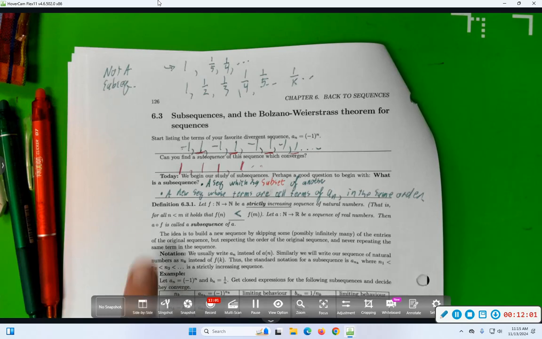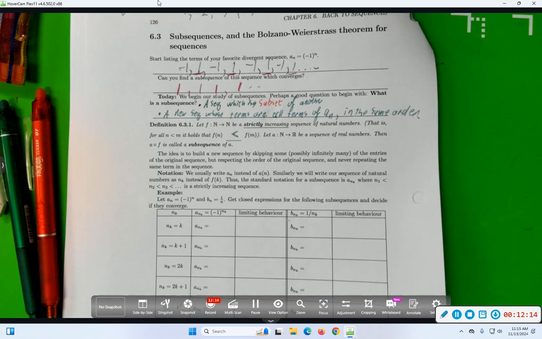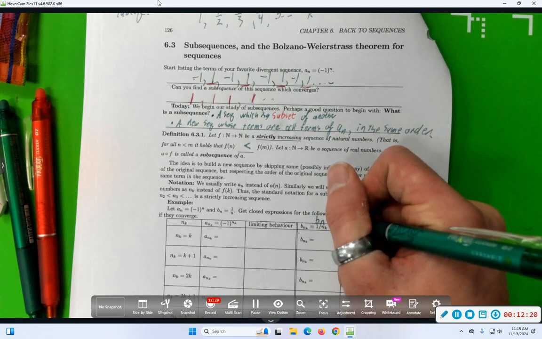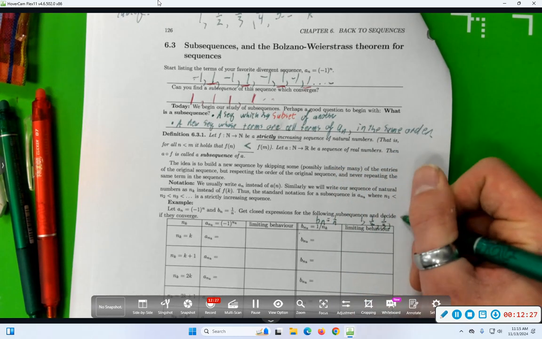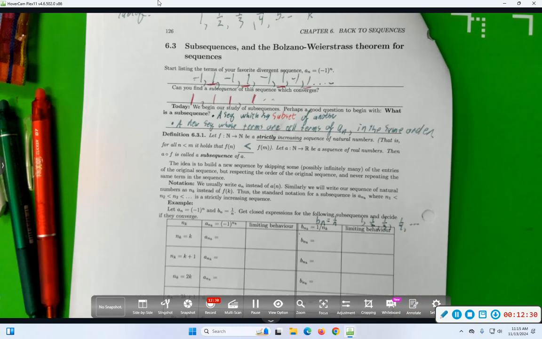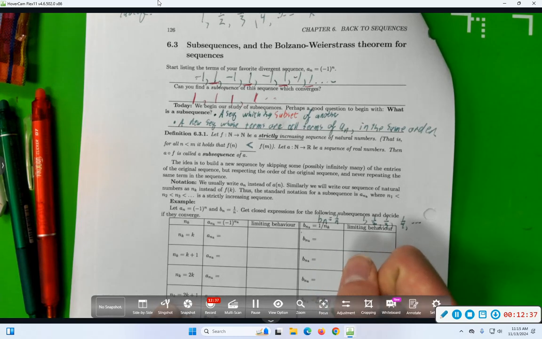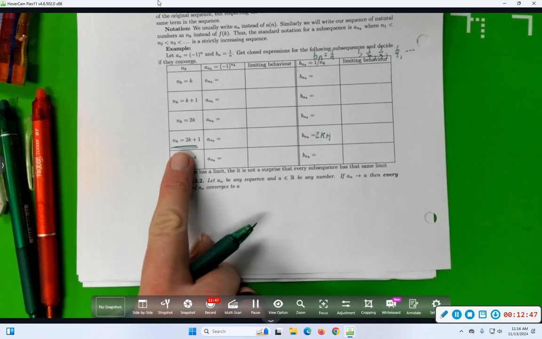Then alpha composed with f is a subsequence of alpha. So let's see if that does the right thing. Let's take b sub n to be 1 over n. So the terms of that sequence are 1, 1/2, 1/3, 1/4, and so on. Let's take n sub k to be 2k plus 1. Is that a strictly increasing sequence?